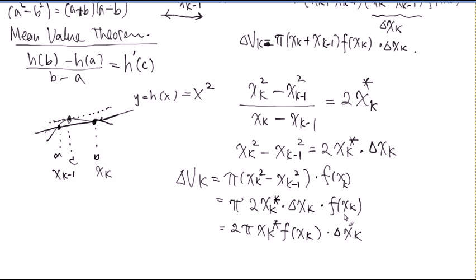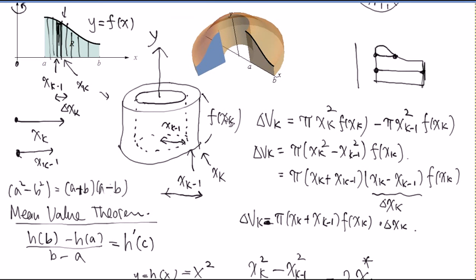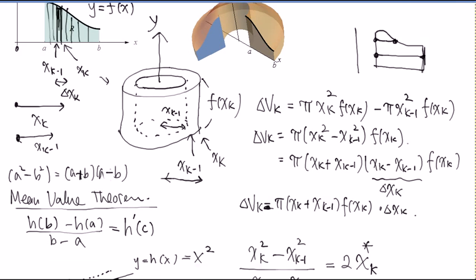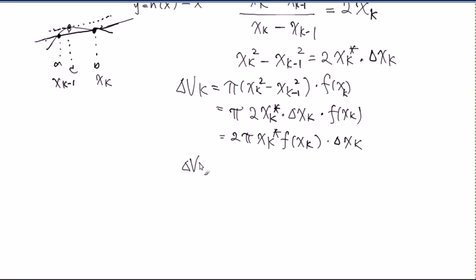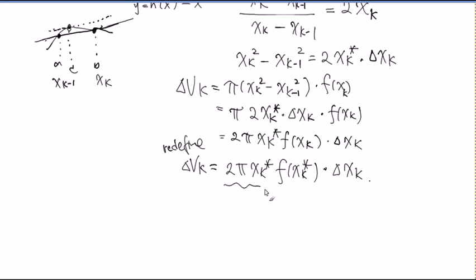All right, this f(x_k) has nothing to do with that x_k squared and x_{k-1} squared computation. So at the beginning, in the truncated version in here, if you replace it with this x_k star, that's a better formulation than the earlier one. So redefine this one: 2 pi x_k star f(x_k star) delta x_k. Now everything is in x_k star, and there's a delta x_k multiplied in there.